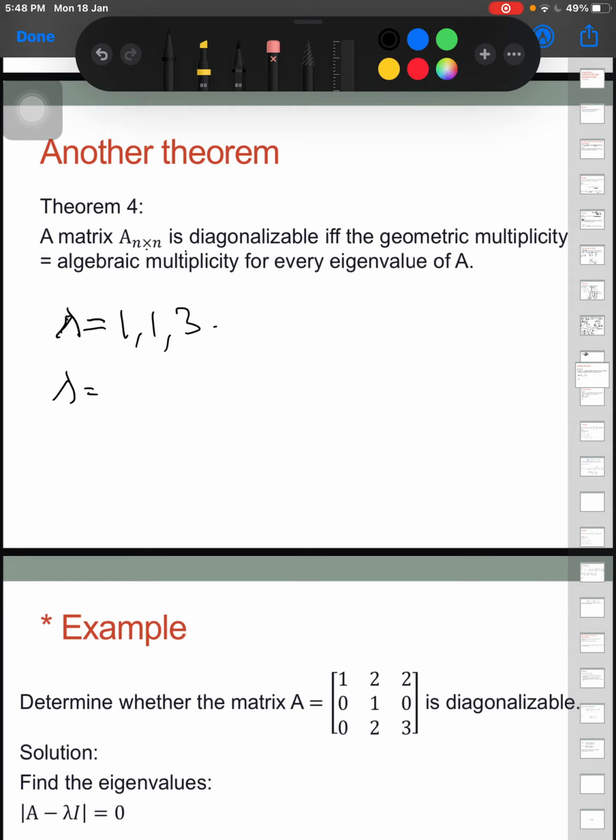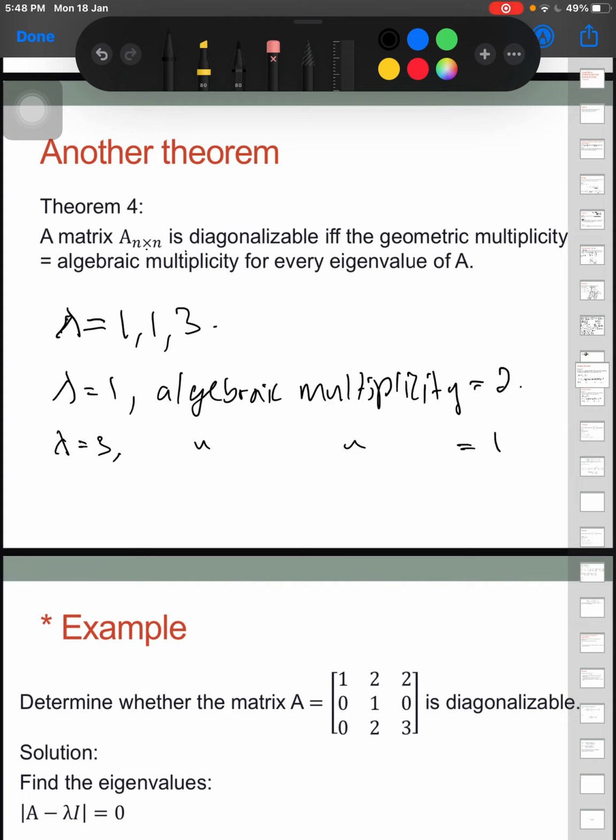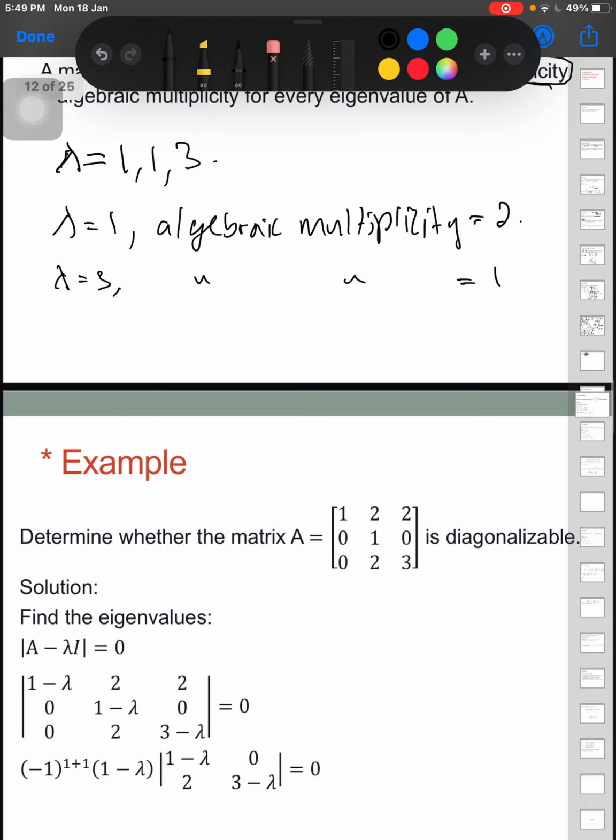For lambda equal to 1, algebraic multiplicity is equal to 2. So dia berulang 2 kali. For lambda equal to 3, algebraic multiplicity equal to 1. So dia berulang sekali. For the geometric multiplicity, this one is related to the number of bases for the eigenspace. Okay, so kita tengok example here.